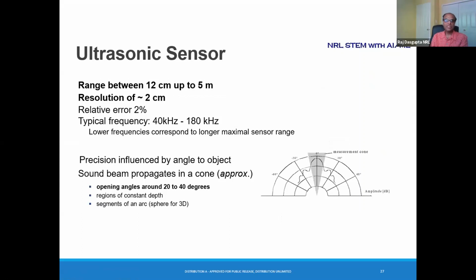These are some of the specifications of the ultrasonic sensor. The range is between 12 centimeters and up to 5 meters. The accuracy or the resolution is up to 2 centimeters, and there's a little bit of error. Depending on the frequency of the signal that you send out, the range will change. If you have a high frequency audio signal, you can get up to a higher range. For the sensor that we have on the PiMars Robot, the lower range is 20 centimeters, and I have tested with range up to 2 meters and 3 meters. So it works up to this range.